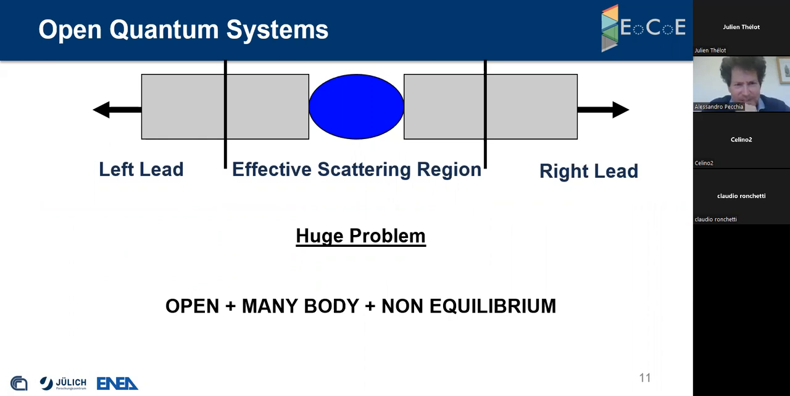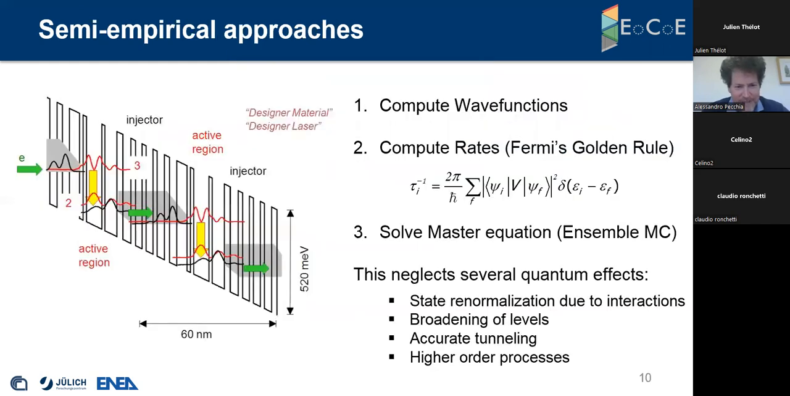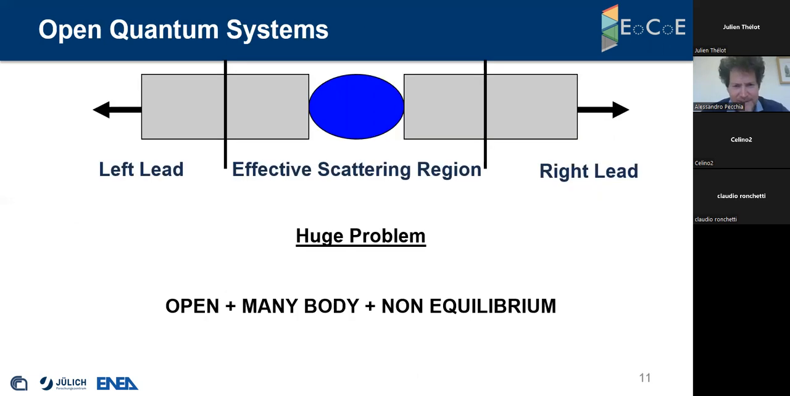So, okay, open quantum systems. In the end, we have a quantum system that is driven out of equilibrium because of light or because of a voltage bias applied, whatever. It's an open system, open because at the end we mean that we have contacts and the electrons go away from our device. So it's open, it's interacting. Carriers do interact with each other, interact with phonons, with photons, with impurities. So it's a many body problem and in non-equilibrium. So basically it's a huge problem to solve.